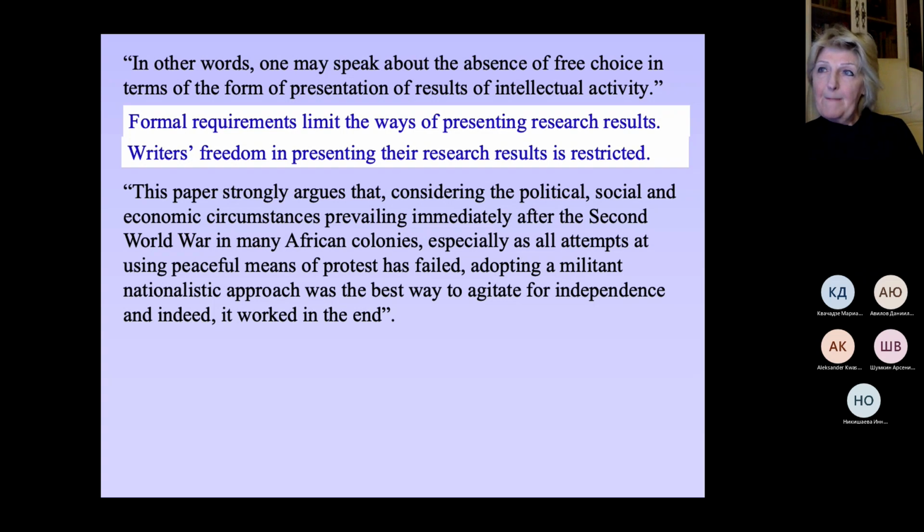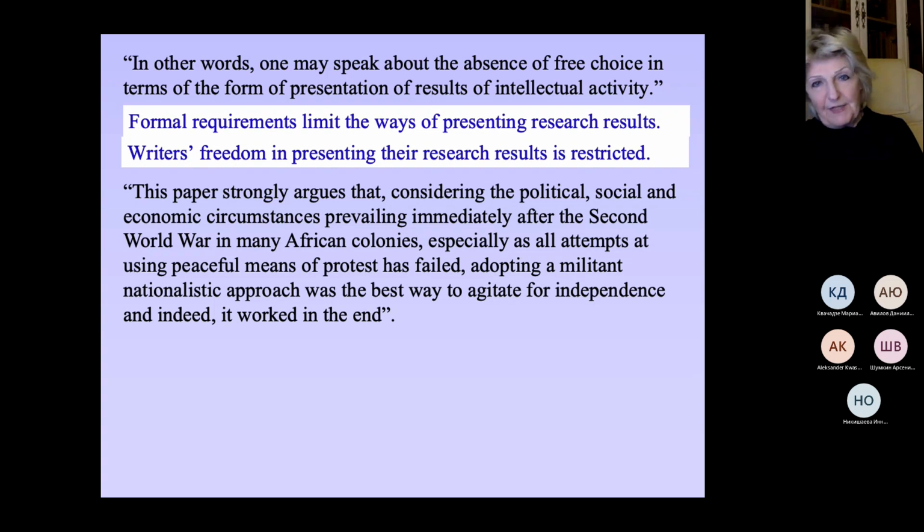Okay? Look at the middle of the sentence. There is a plural singular mistake. The subject is plural. The verb is singular. Where? All attempts at using peaceful means of protest has failed. You see what happens?